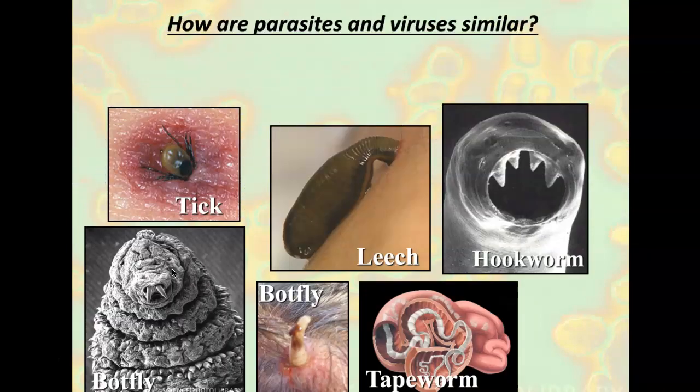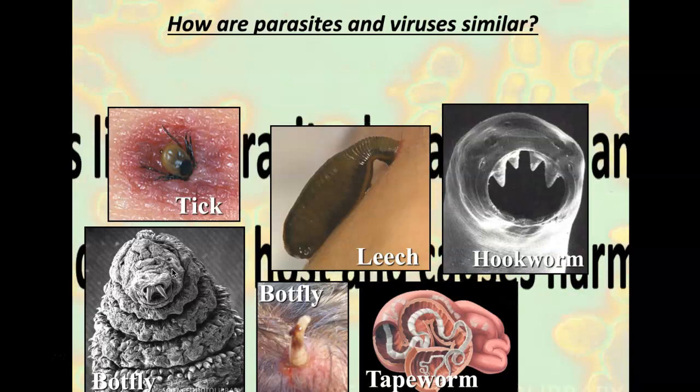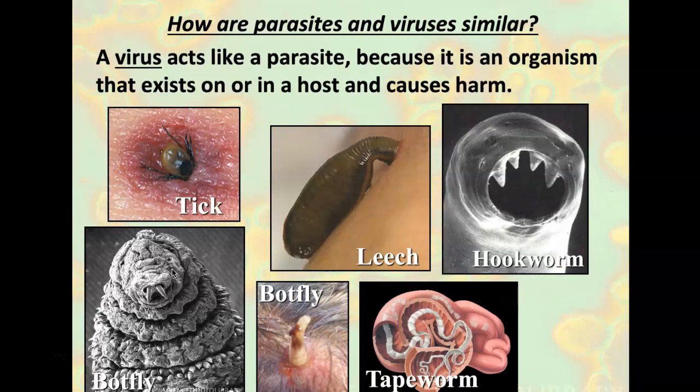So how are parasites and viruses similar? We've talked about parasites earlier on in this unit, and now we're talking about viruses. So here's some lovely pictures of some of the parasites that we talked about. So how are parasites and viruses similar? A virus and a parasite are both going to require a host, and it's also going to harm that host or can even kill the host. So in those two ways, parasites and viruses are similar.